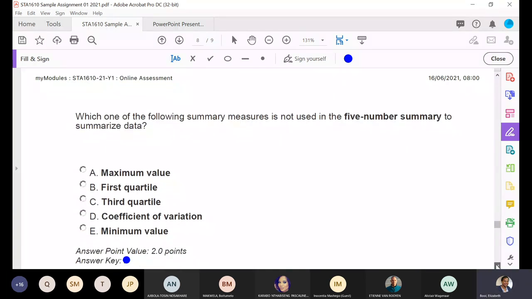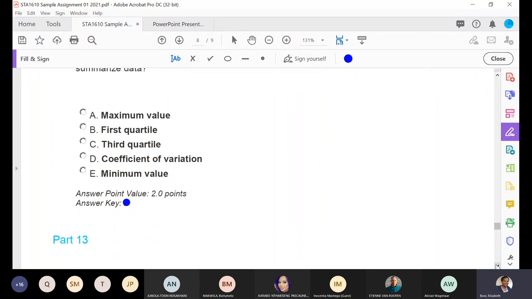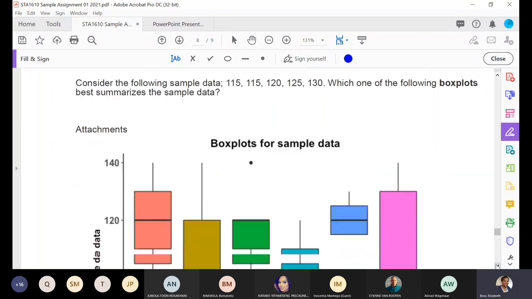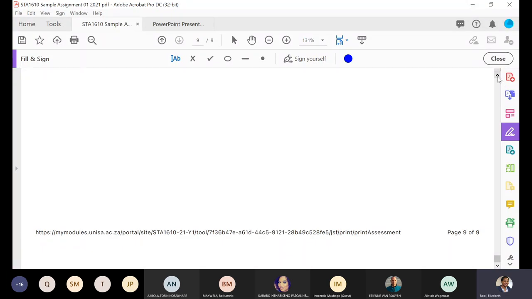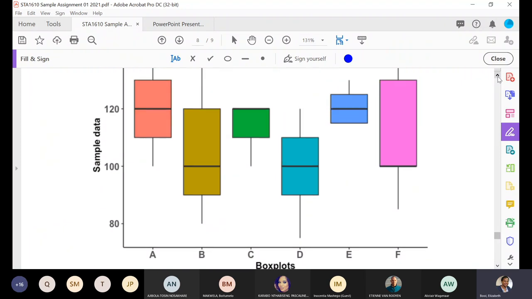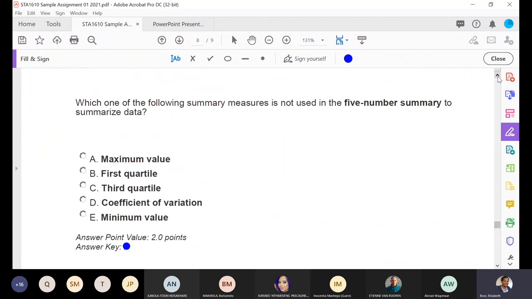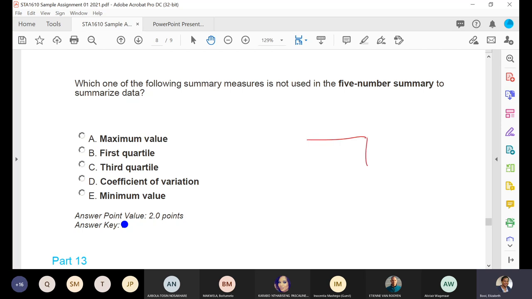The last second question, because I think 13 is the last question. So let's see. Oh yeah. So we are right on time. Two minutes should be enough to answer the questions. Which one of the following summary measures is not used in a five number summary? Oh, we did that. Which one is not measured in the five number summary?